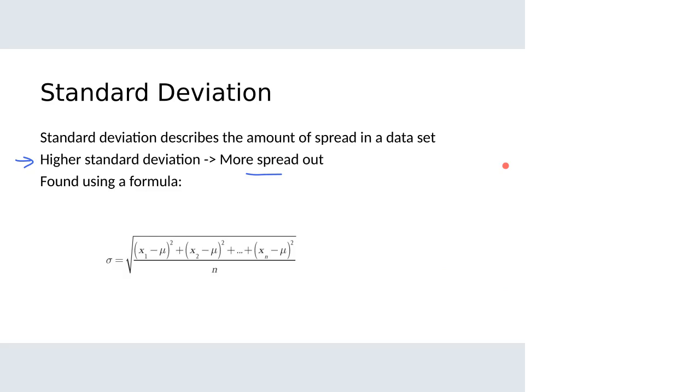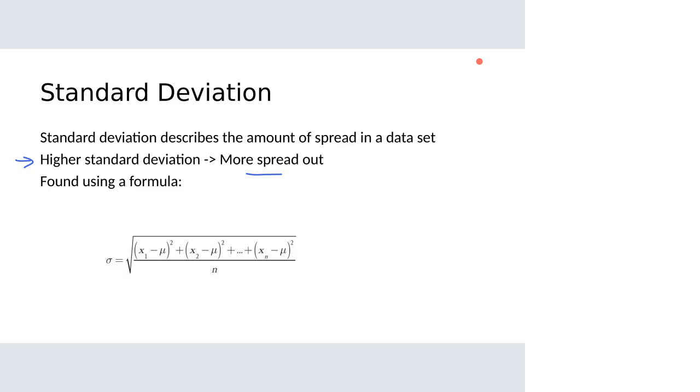Calculating standard deviation is done by using a formula, and it's this formula right here. At first glance, it's perfectly fine to be a little intimidated by that formula. There's a whole lot going on in there. We're going to take a little time to sort of take some of the mystery away.